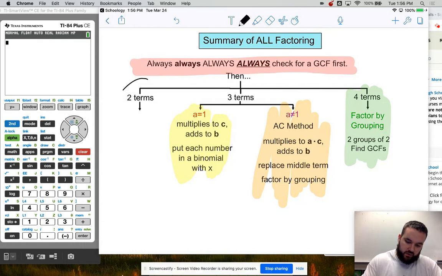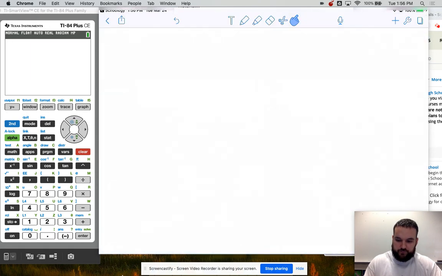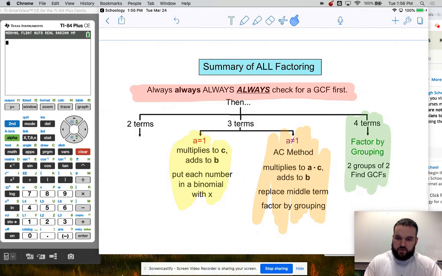The last thing we're going to do is talk about what happens if there are only 2 terms that you have to factor, and we'll discuss that in the last video. So there we go. We're good. We're done. Hit stop share.